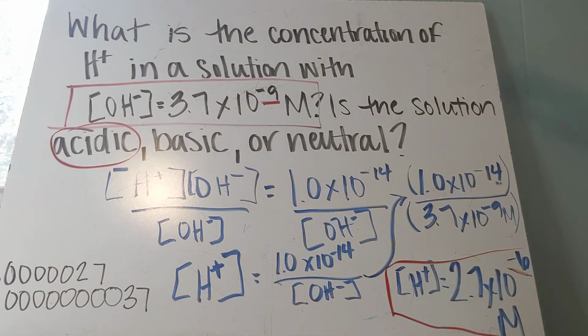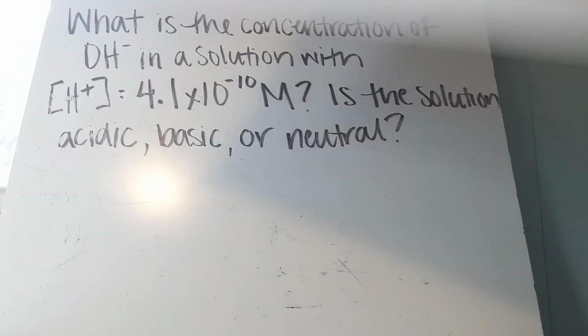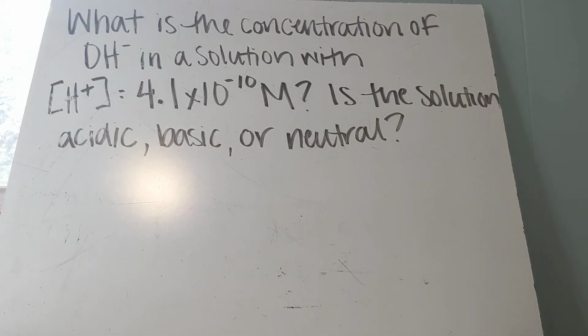All right, next question. Very similar. If you felt comfortable with the previous question, you can try this one on your own and check your answer at the end. All right, so this says, what is the concentration of OH minus in a solution with H plus equal to 4.1 times 10 to the negative 10th molar?